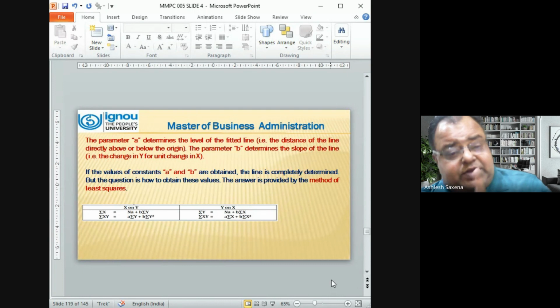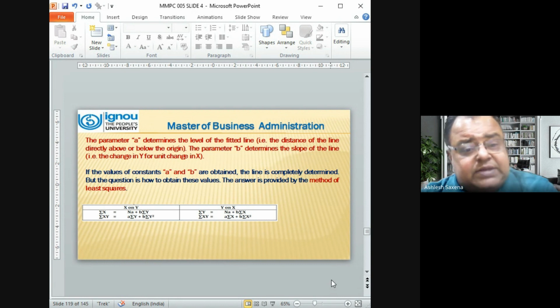Here you can see, if we talk for x and y, first of all, from the given data, we have to calculate summation x is equal to na plus b summation y. And the second equation will be summation of xy is equal to a summation x minus b summation y square. And when you are calculating for y on x, it will be summation y is equal to na plus b summation x. The second equation will be summation xy equal to a summation x plus b summation xy.